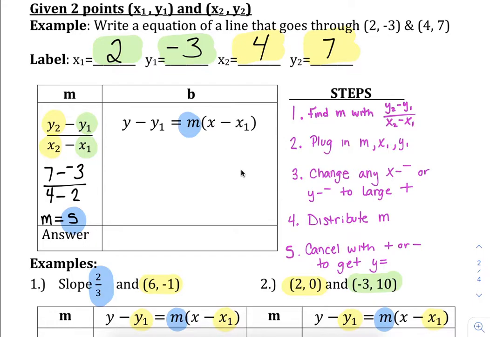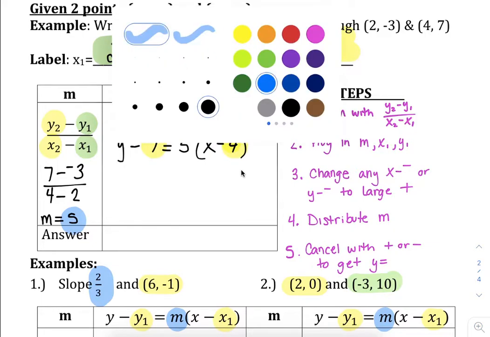Okay, so if right now I'm having to decide between 2 positive numbers, 4 and 7, or having to deal with a negative, then I'm going to opt for the positives. I'm going to use the yellow ones, okay? So matching up with the yellow, plugging this in. So y minus a 7, that's my y number, equals 5, that's my slope, parentheses x minus 4, that's my x number. So one more time, x, y, and I'm plugging in my m.